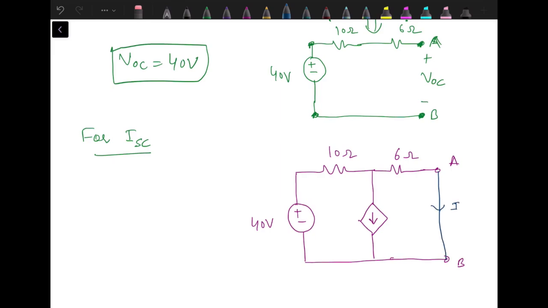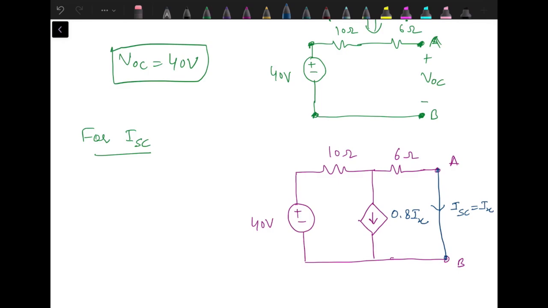Through this, the current is ISC, which is the same as IX, because IX is the current through A and B. This is 0.8 IX. Now we need to find out the value of ISC. How can we find out ISC? We can find it out by mesh analysis, or we can find it out by node analysis.